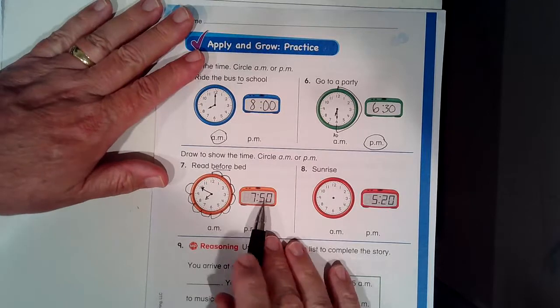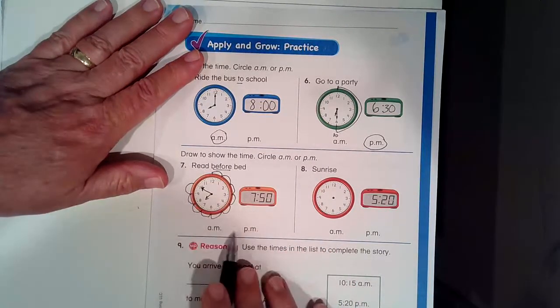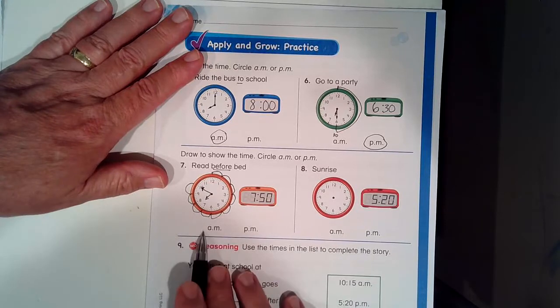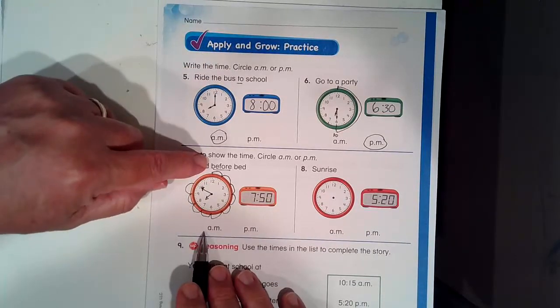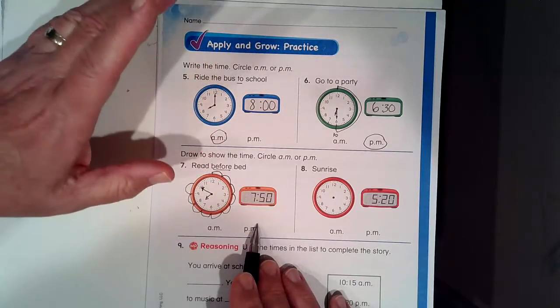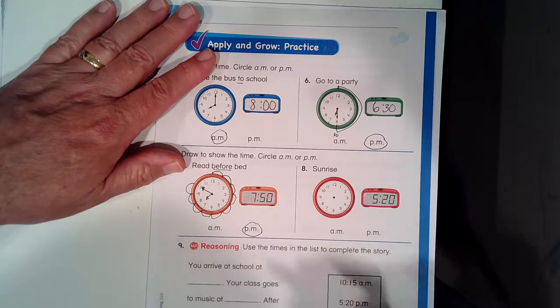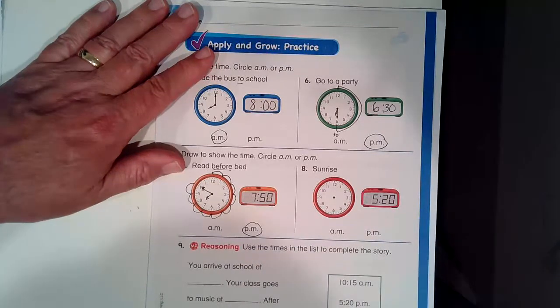At 7:50, right before bed, are we going to read at 7:50 a.m.? Is that before we go to bed? Or is that at 7:50 p.m. when we're about to go to bed? That's it, in the nighttime.